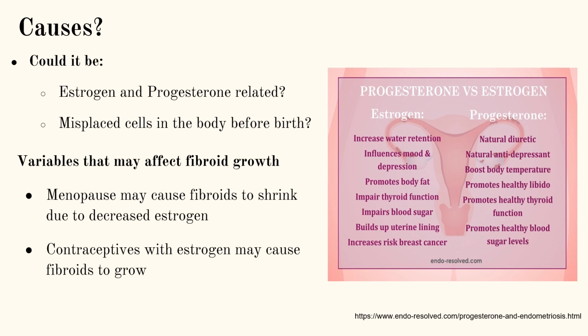If patients are on contraceptives with estrogen, you may see the fibroids grow more rapidly or an increase in size. So that too leads to the hypothesis that estrogen and progesterone have a direct effect on the growth of these uterine fibroids.